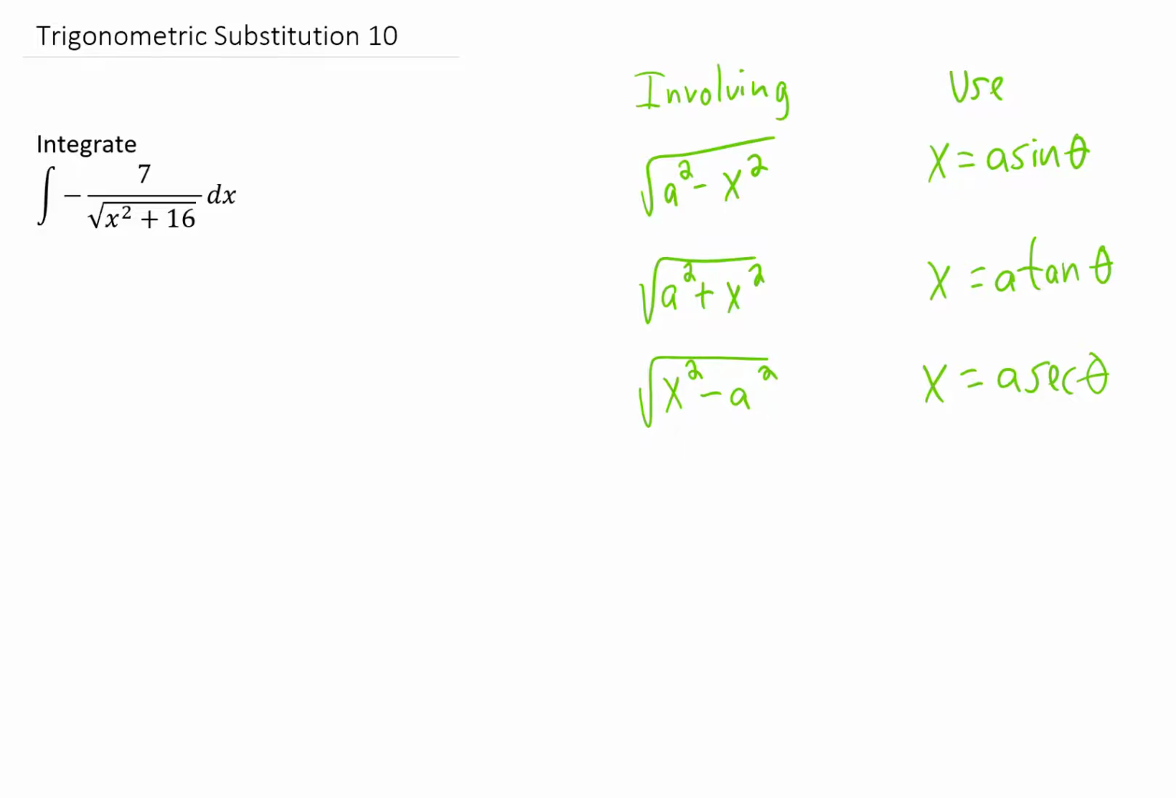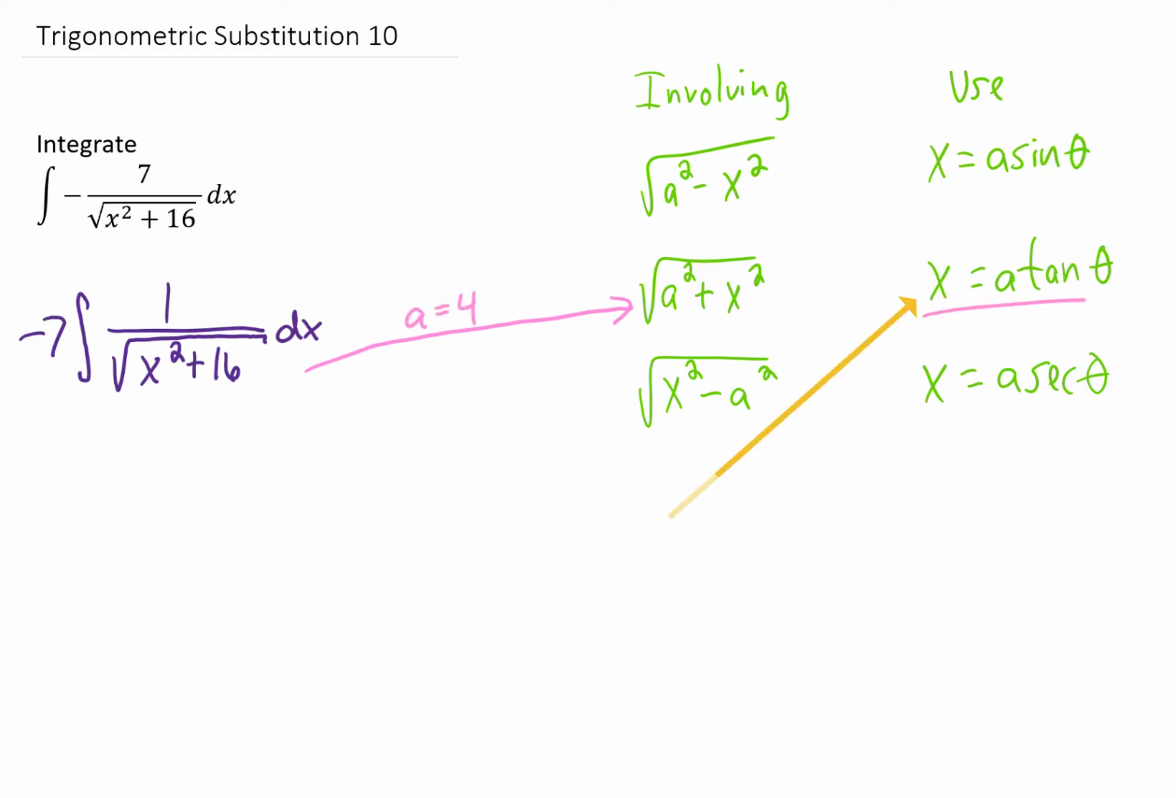A couple things to notice right off the bat in this problem. First, a u substitution isn't going to work out. Second, we have a random -7 in this integral that we can just pull out in front. And third, you can notice that we have this trig sub form here with a equals 4. That means that we're going to use the substitution x equals 4 tangent theta.